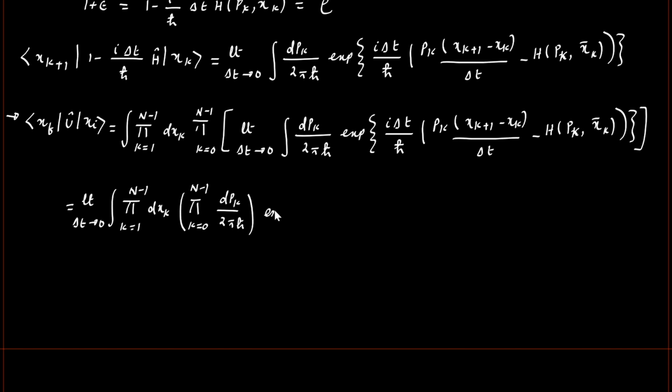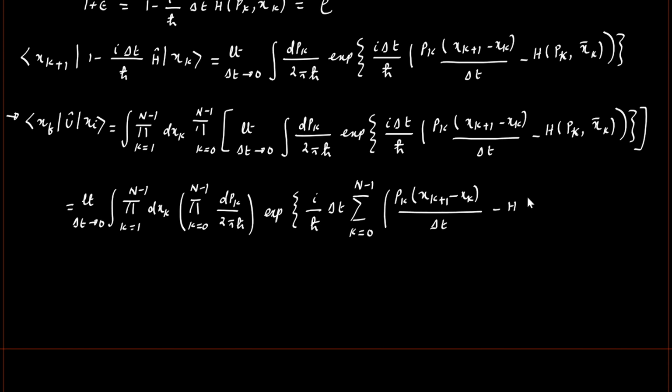So we will have the exponential of i by h cross delta t, summation k equal to 0 to n minus 1, of p_k times (x_{k+1} minus x_k) divided by delta t, minus H, which is a function of p_k and x_k, like this.